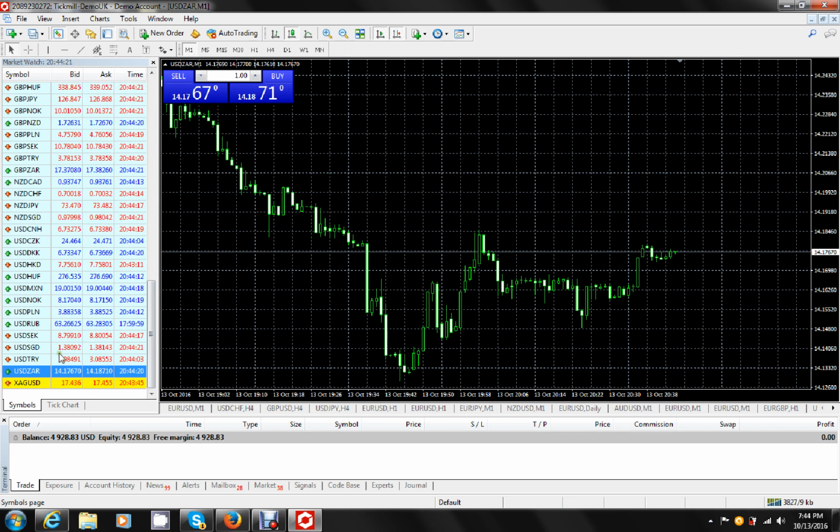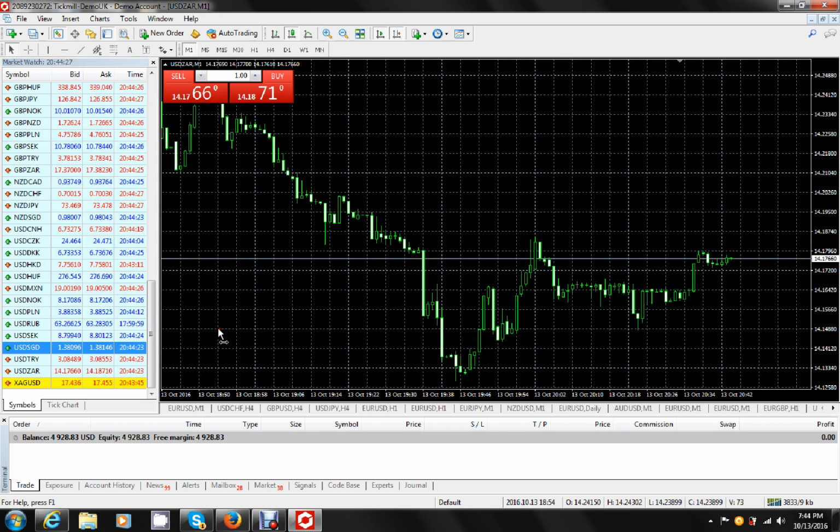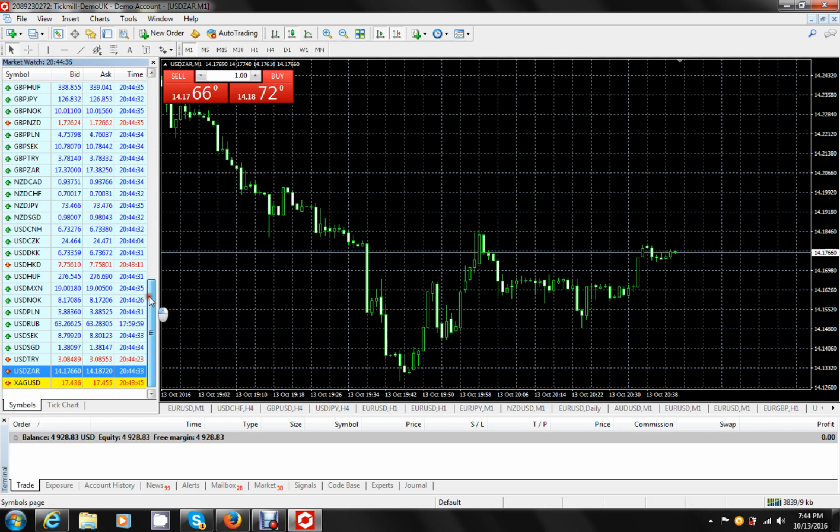I want to look at a currency that has a very big spread difference. Let's see. The spreads are not very big now. Sometimes they're very big. They'll be like 30 or 40 different. Like 40, they would have a difference of 40.